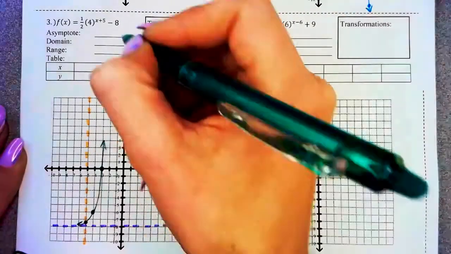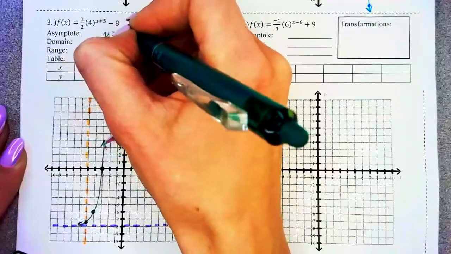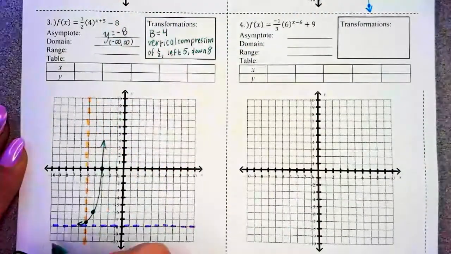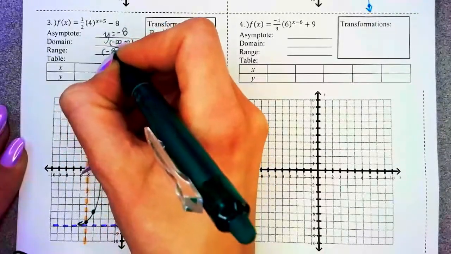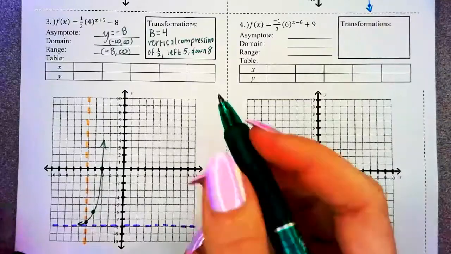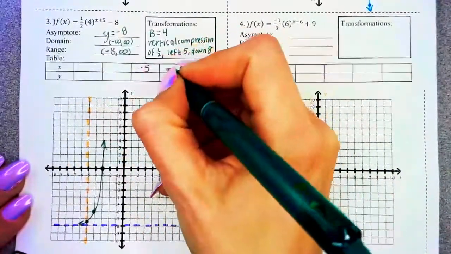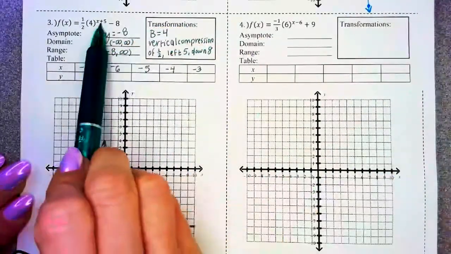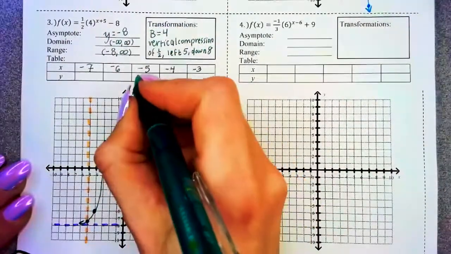The equation of my asymptote, since it's horizontal, is y equals -8. Domain is always -infinity to infinity for exponentials. And my range is from -8 with a parenthesis until infinity. Feel free to fill out your table of values. Just don't forget that for your table of values, you need to look at your exponent to decide where the middle point of your graph is.